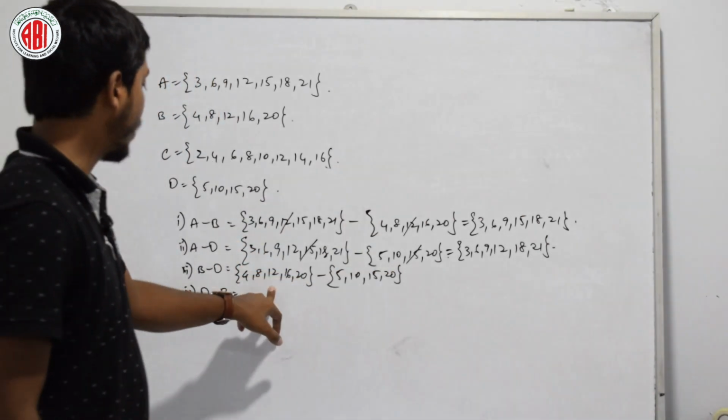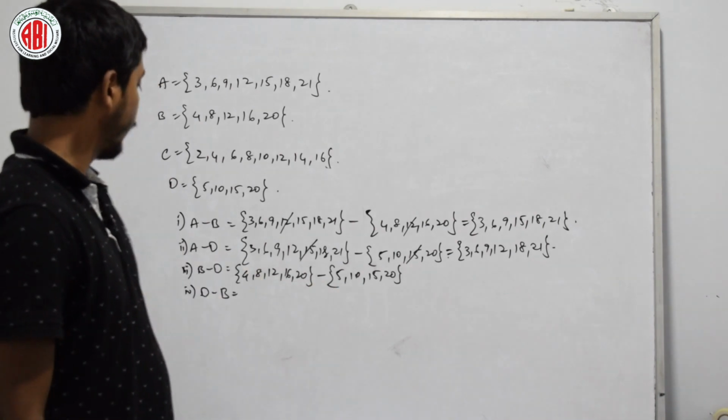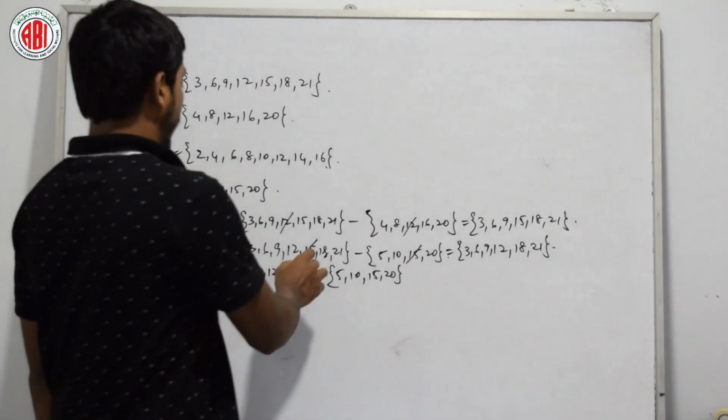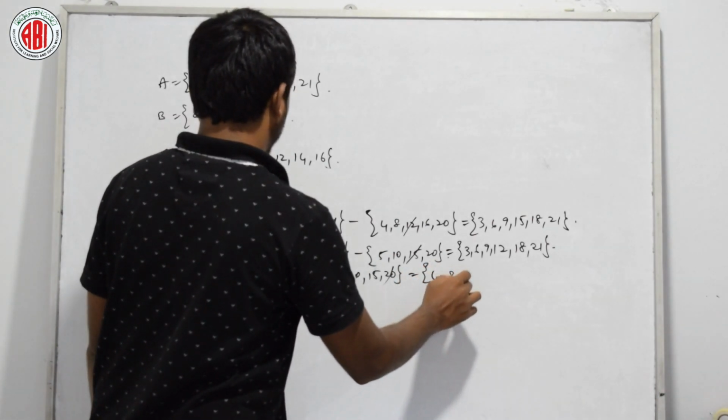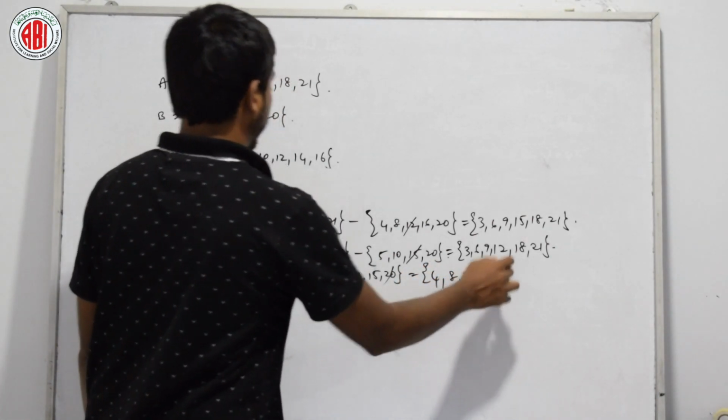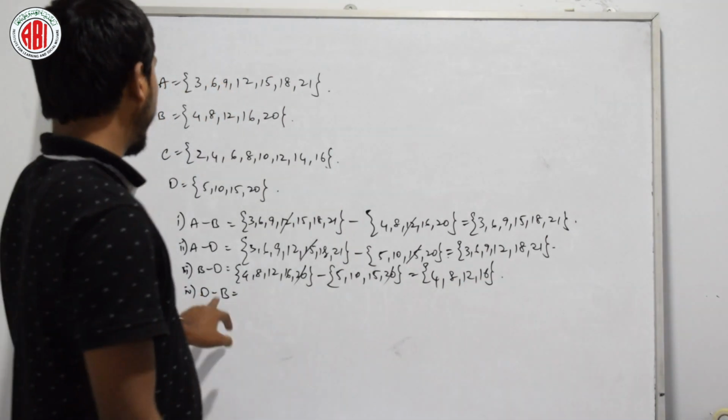Let us cancel them. Is there any element common from this term and this term? Yes, 20 is common in both. That is equal to 4, 8, 12 and 16. Is it okay? Let us find D minus B.